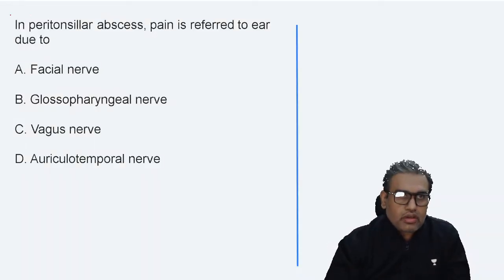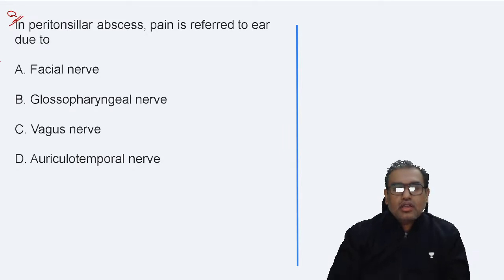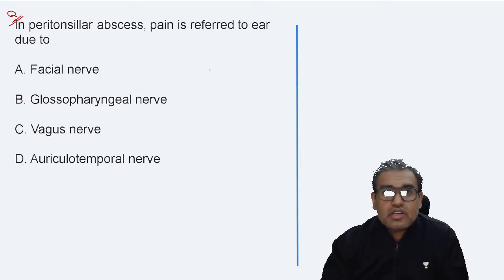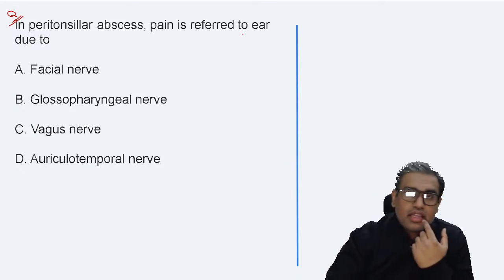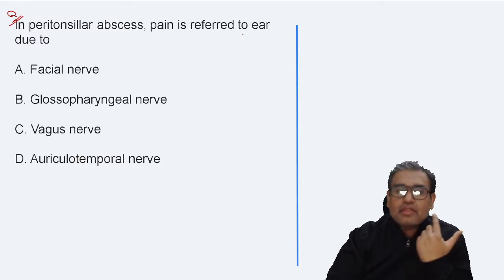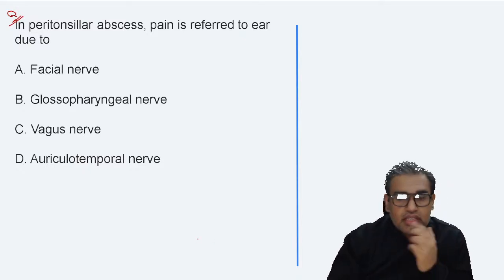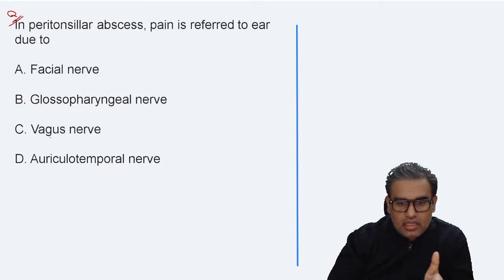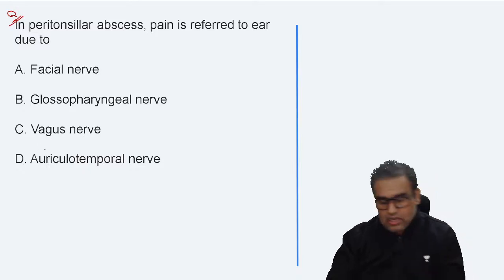एक और करते हैं सवाल इसी बात पे. Okay, very good. Head neck question. In a peritonsillar abscess, around the tonsil there is abscess. In a peritonsillar abscess, the pain is referred to here. Now, tonsil are there in the oropharynx. Pain is being referred to ear. Why? Which nerve is there? A, B, C, D. A is facial, B is glossopharyngeal, C is vagus, and D is your auriculotemporal. बताइए.